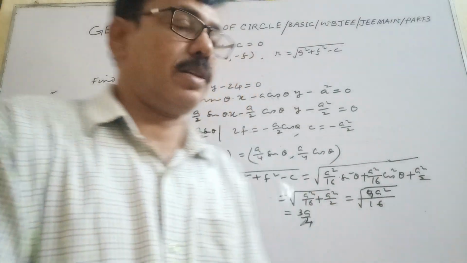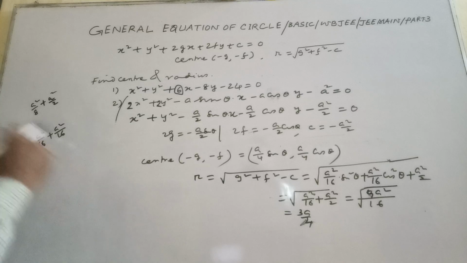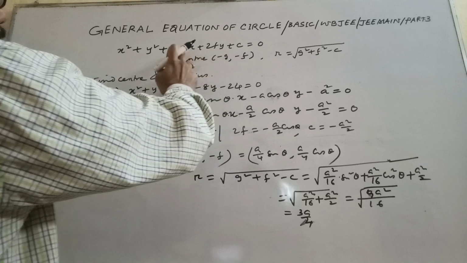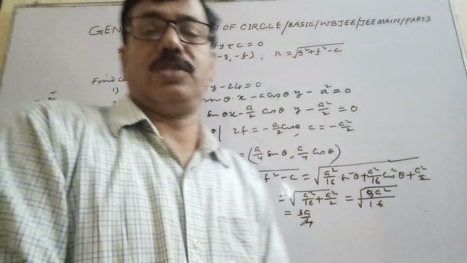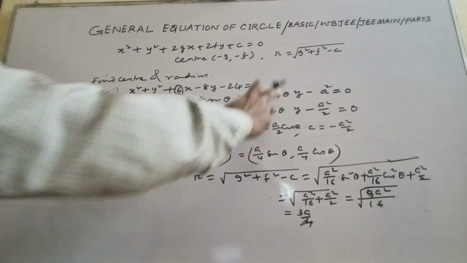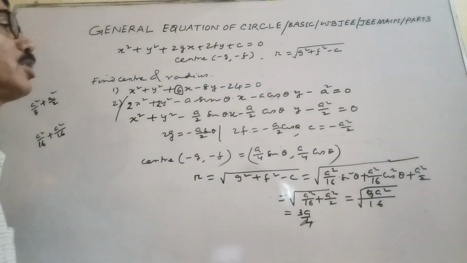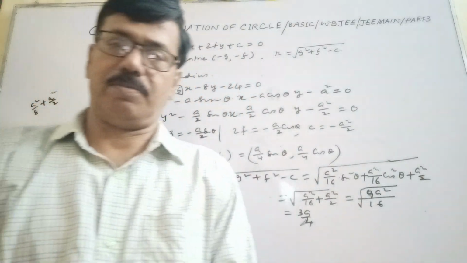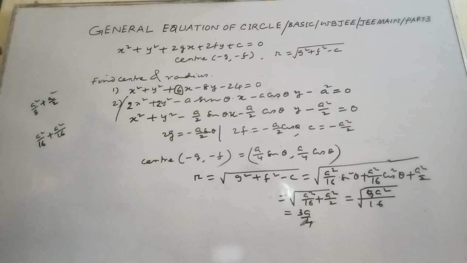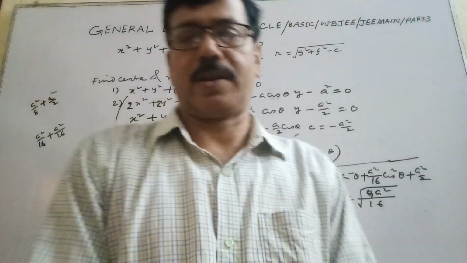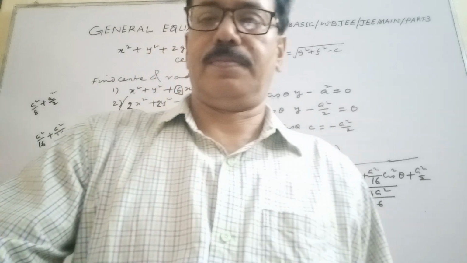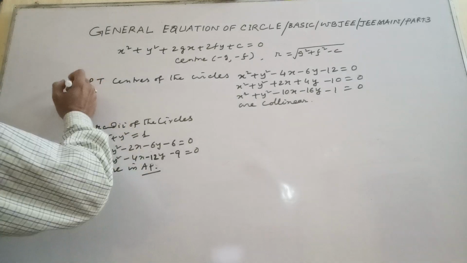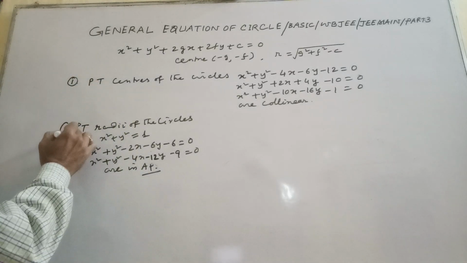Now this is our main aim: how to find center and radius in minimum time. So listen again. Divide the coefficient of x and y by 2, then change the sign, you get the center. And radius r equals to root of g square plus f square minus c. So these are our basic tools. Now we apply this theory to practical problems.